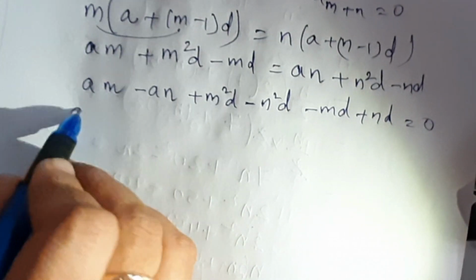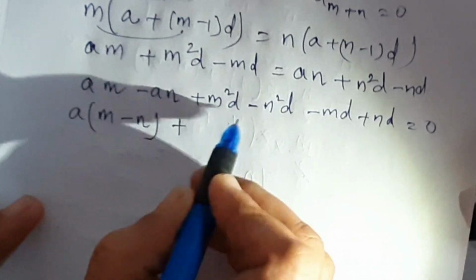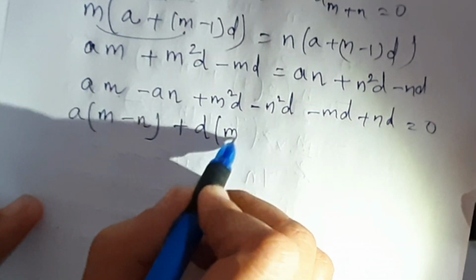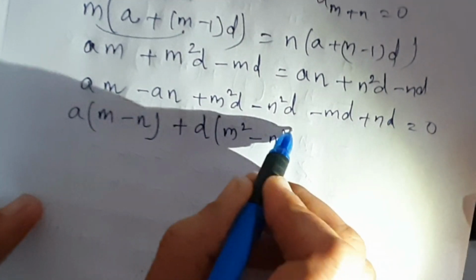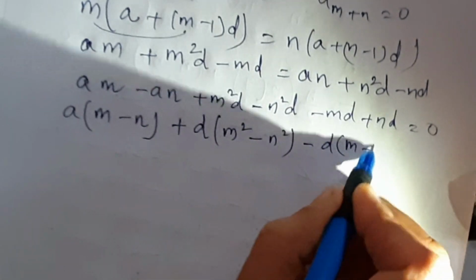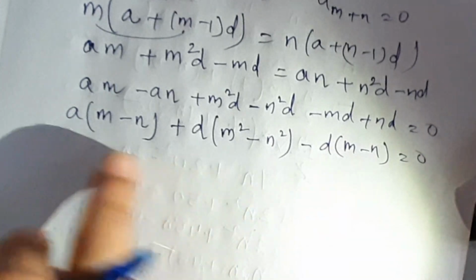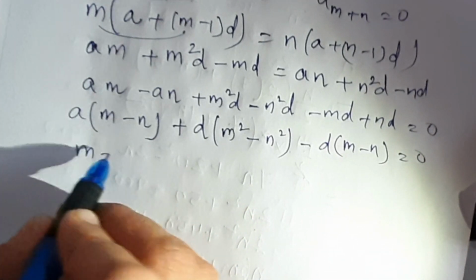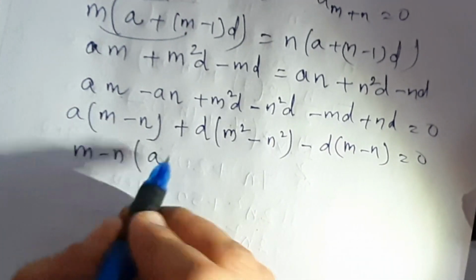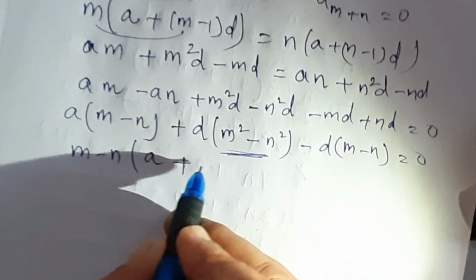Now here a can be taken common. So this will be a times m minus n, and in the same way if we take d common, the other term will be m square minus n square. Now again taking minus d common, it's m minus n. Overall from the whole equation we can take m minus n common. So m minus n is taken common. We are left with a here, and here d and m plus n.